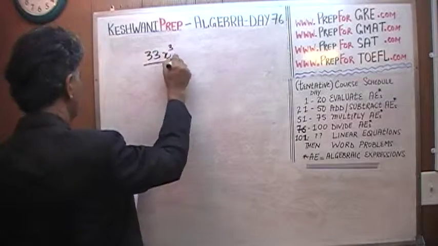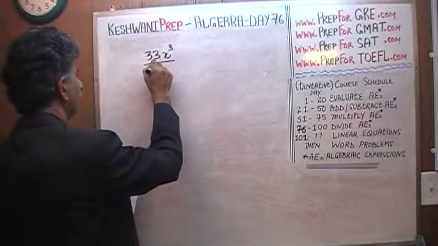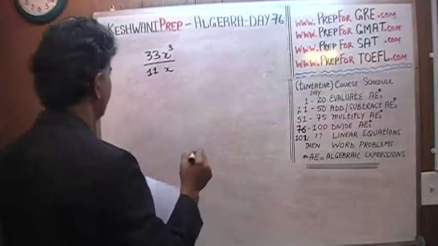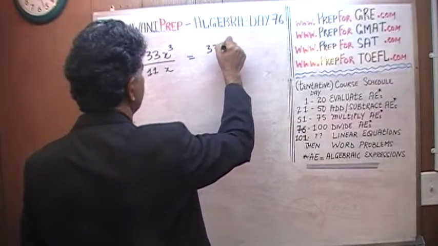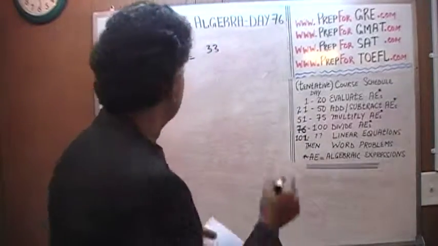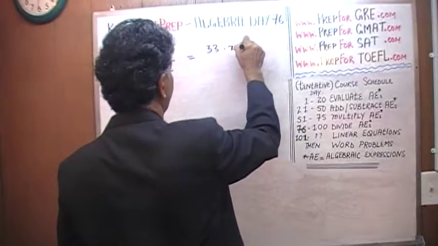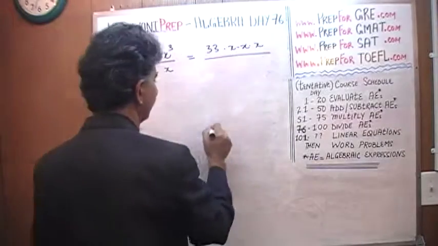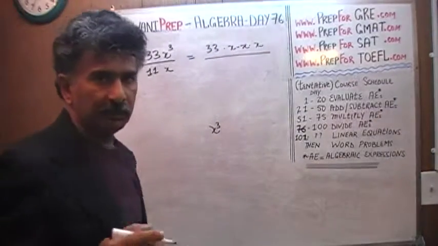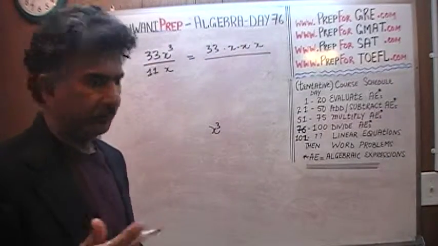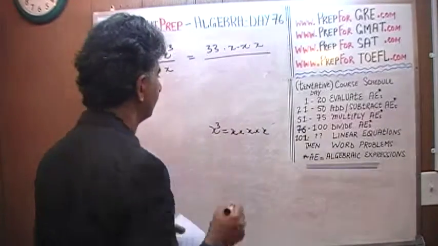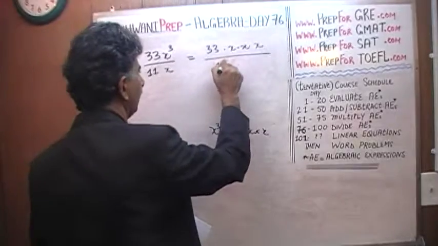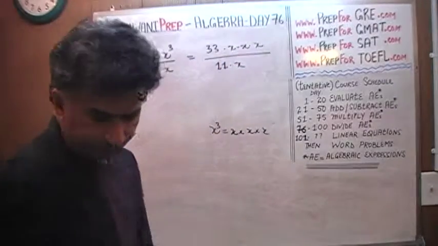33x cubed over 11x. Well, 33x cubed is same as 33 times x times x times x. That's what x cubed means. X cubed means multiply the x by itself 3 times. X times x times x. That's what x cubed is. And then at the bottom we have 11x.